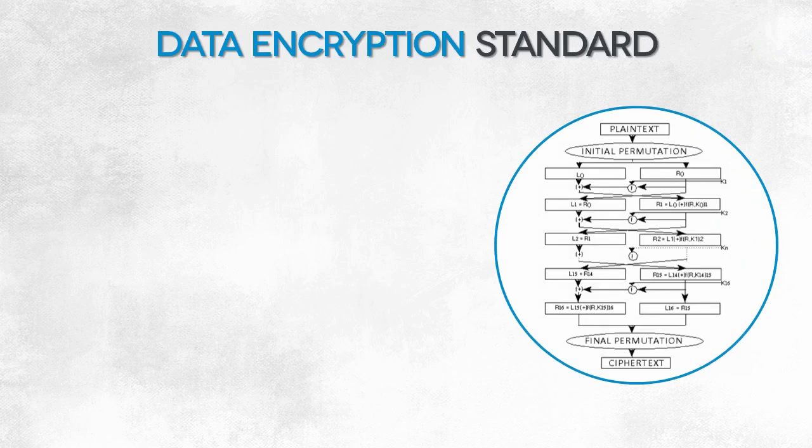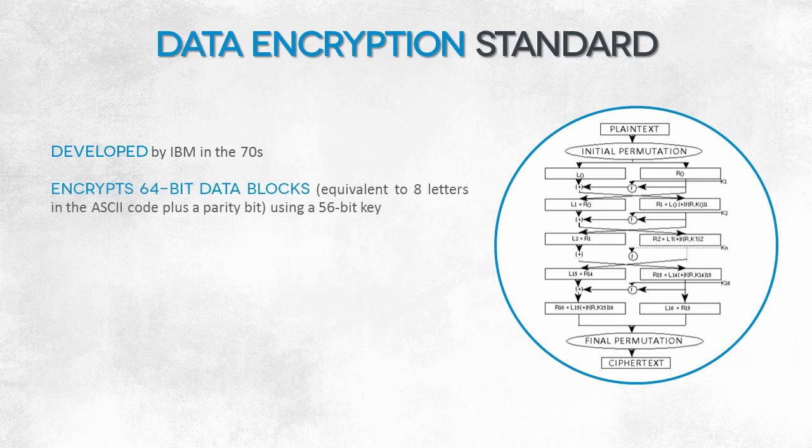Let's start first with a brief history lesson with the data encryption standard. DES is a symmetric block cipher developed by IBM in the 70s. At that time, IBM was an unchampioned worldwide leader. IBM research would set the trends for all other competitors in the field. Data encryption standard encrypts 64-bit blocks of data with 8 letters in the ASCII code and a parity bit, using a 56-bit key.